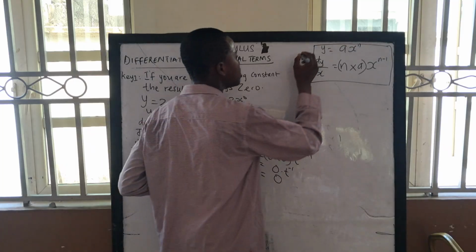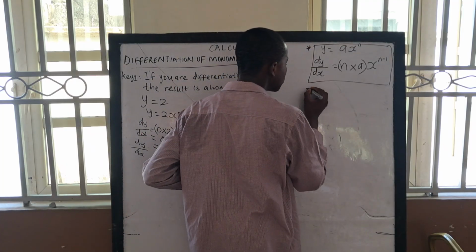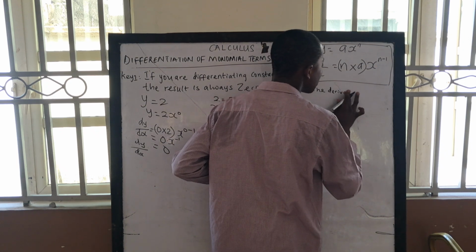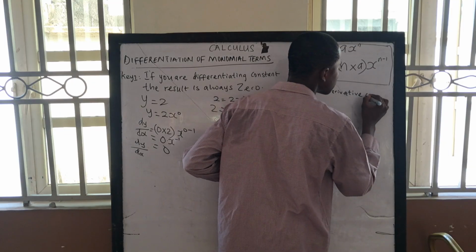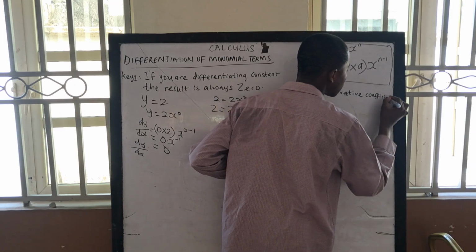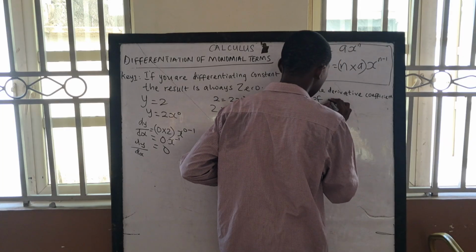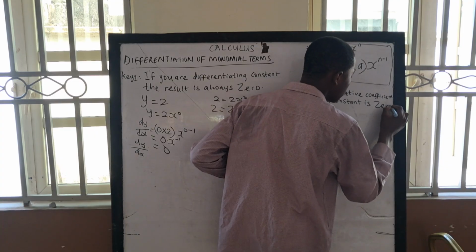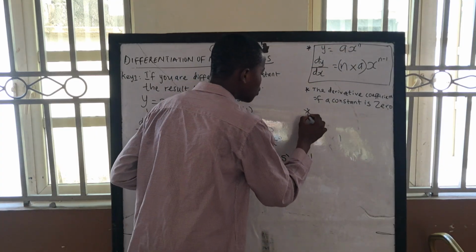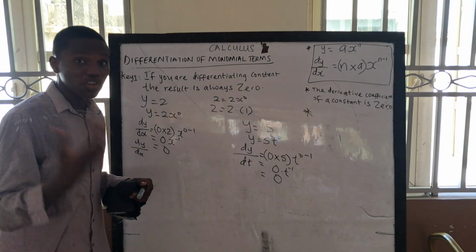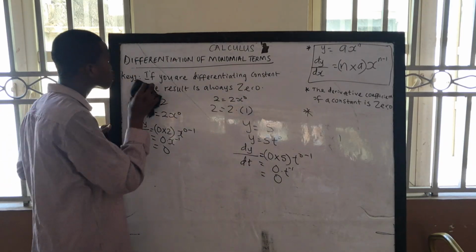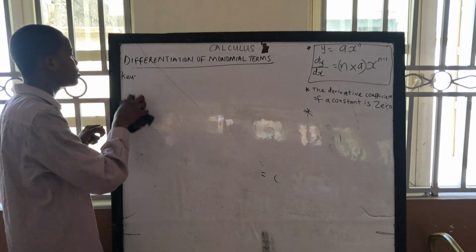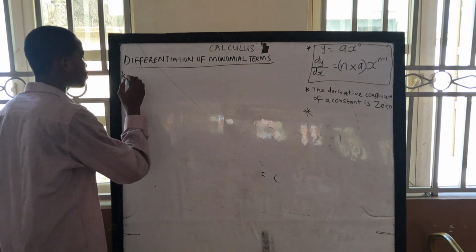So let's keep this in mind. This is our bullet point 2. The derivative coefficient of a constant is 0. Key 2. This is important as we are going to be differentiating many more things, so we have to have this basic foundation. Key 2, our second key.